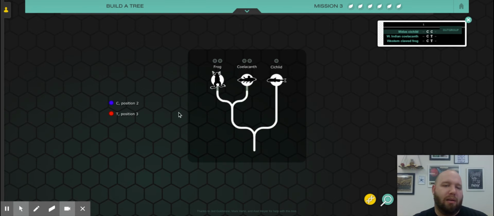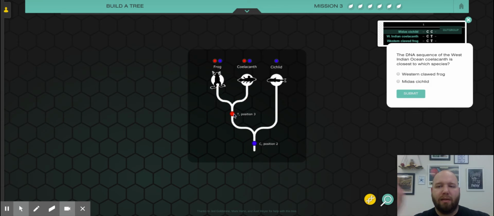Oh, maybe you can't. Okay, I thought you could. So now you're looking at C at position 2. You go over here, 1, 2, there's C. All of them have it, so it's from their common ancestor down at the bottom of the tree. Now T at 3, which means T comes in right there, hopefully. Yay! Okay.